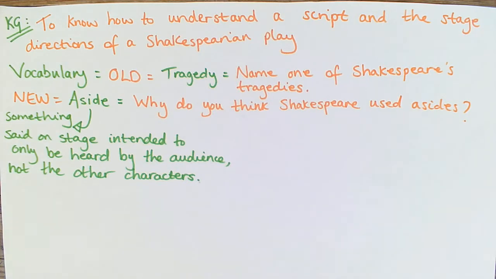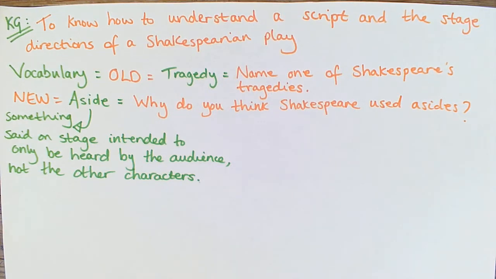Okay, our new word then today is an aside. Now if you see aside written on a Shakespearean script as the stage directions, it means something that the character says on stage is only meant to be heard by the audience, not by any other characters on the stage. Okay? So our question then, why do you think Shakespeare used asides? So why include speech only intended for the audience to hear, not the other characters? So you can pause the video and have a go at answering those questions.